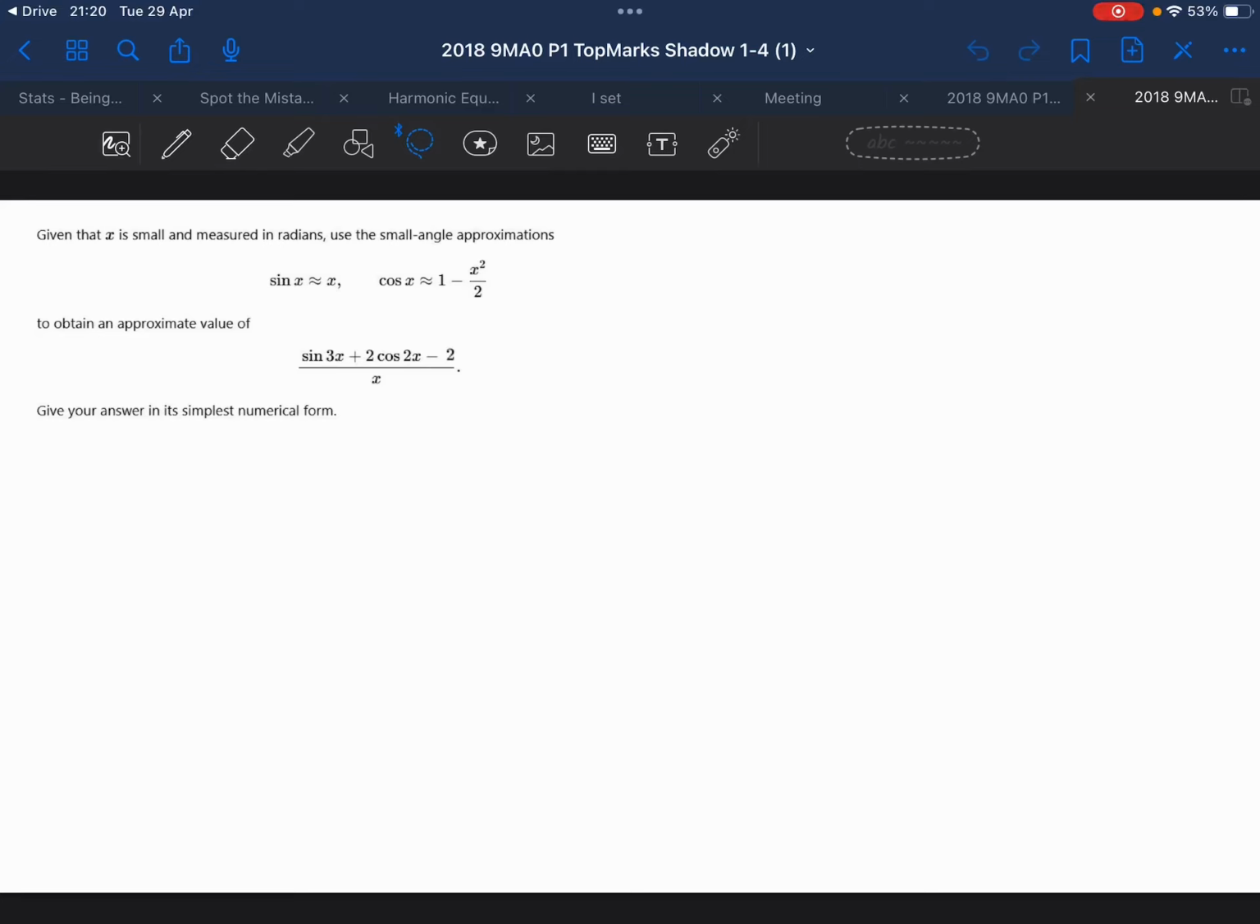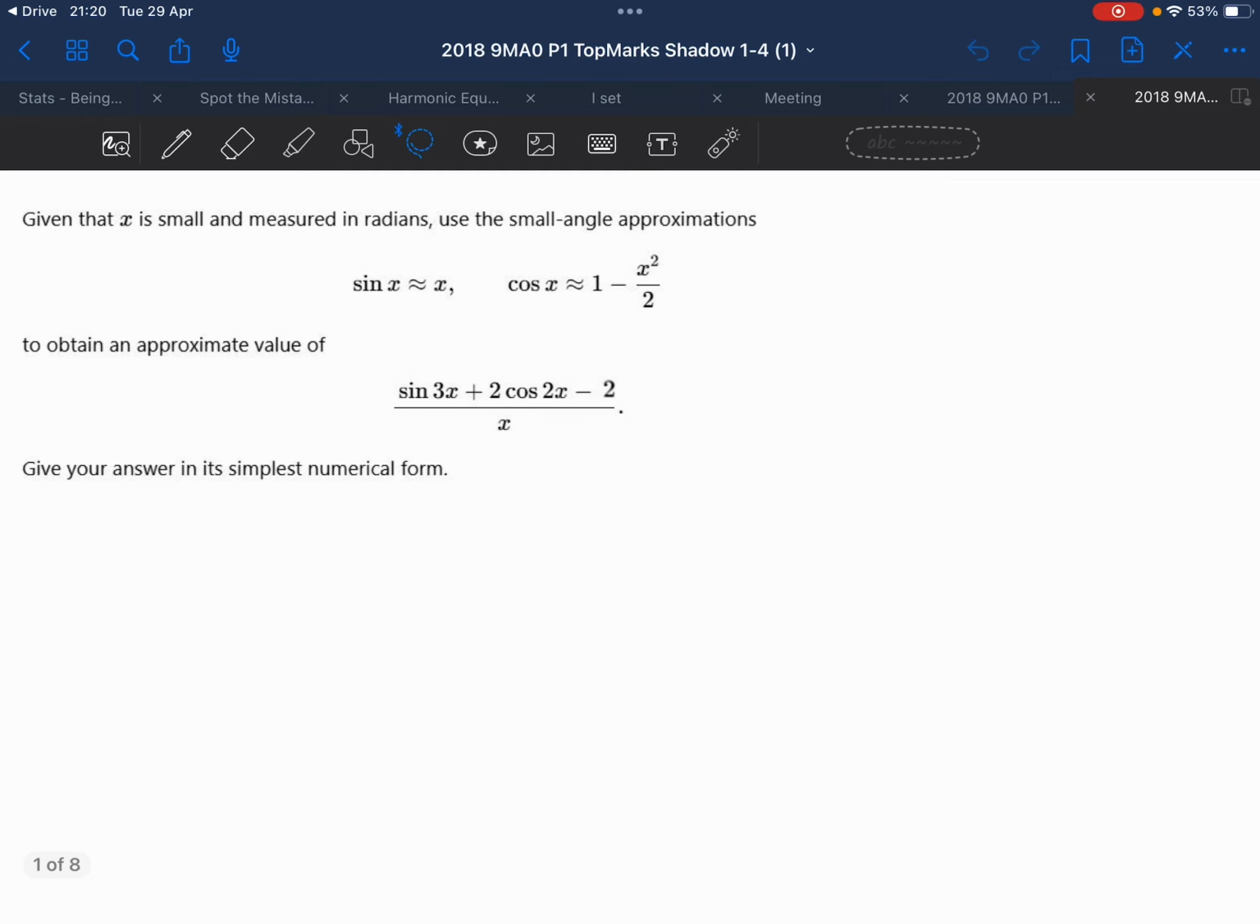Welcome to the first question of the Shadow generated 2018 paper 1. It says, given that x is small and measured in radians, use the small angle approximations. And they've been given to us, they are in the formula booklet. So sine of 3x should be approximately equal to 3x, that means then.